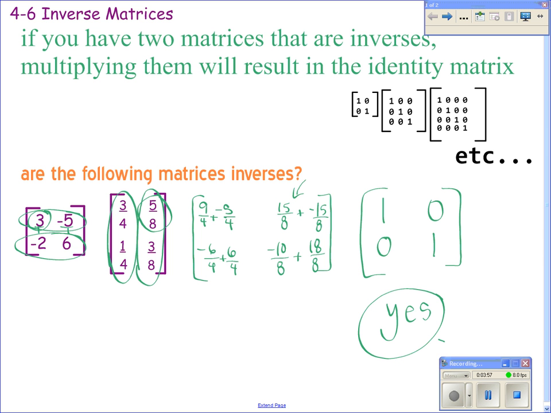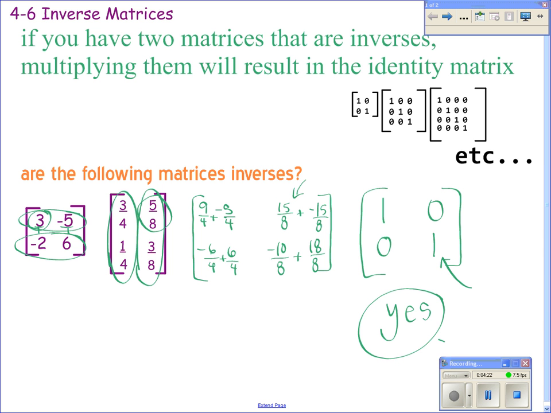You're just multiplying those two matrices. Good question. If this was a negative one, it would be no. It has to be identical to the identity matrix, which is just positive ones on the diagonal. If they were all negative ones, it would not be the identity matrix. It has to be just like this. Other questions?